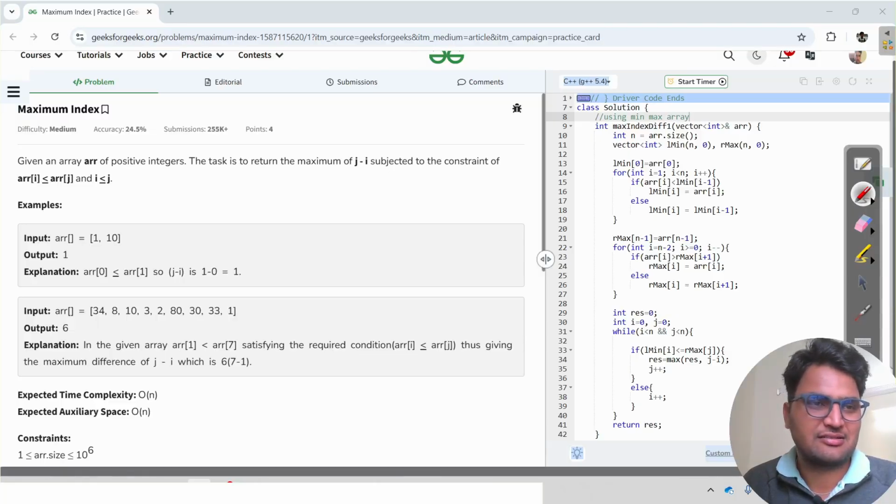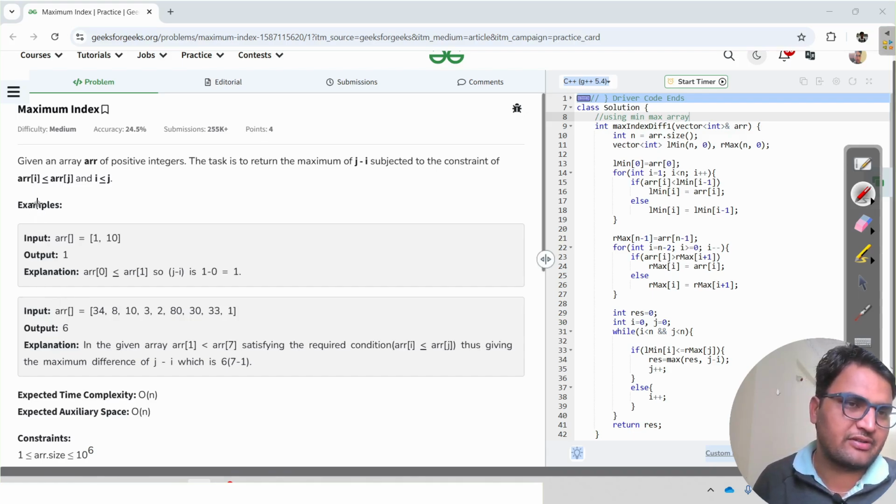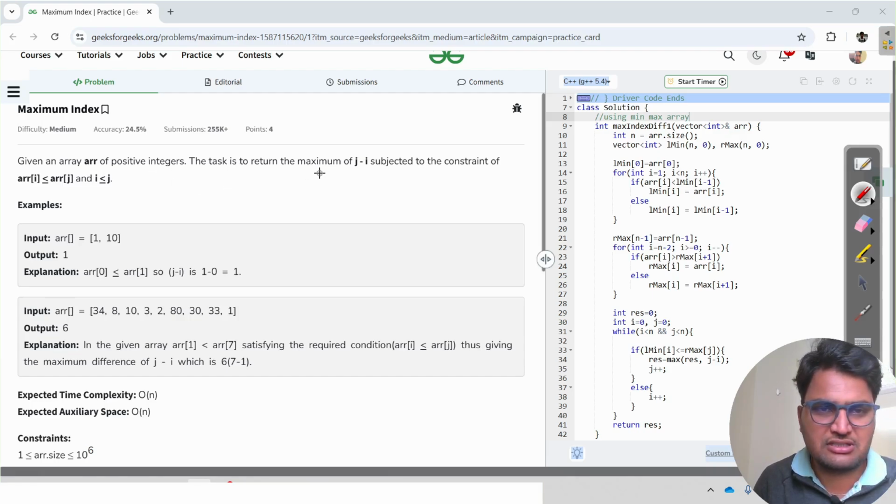So let's discuss a new DSA question today. Let's understand the question first. The question is: given an array ARR of positive integers, the task is to return the maximum of j minus i. j and i are the indexes, right?